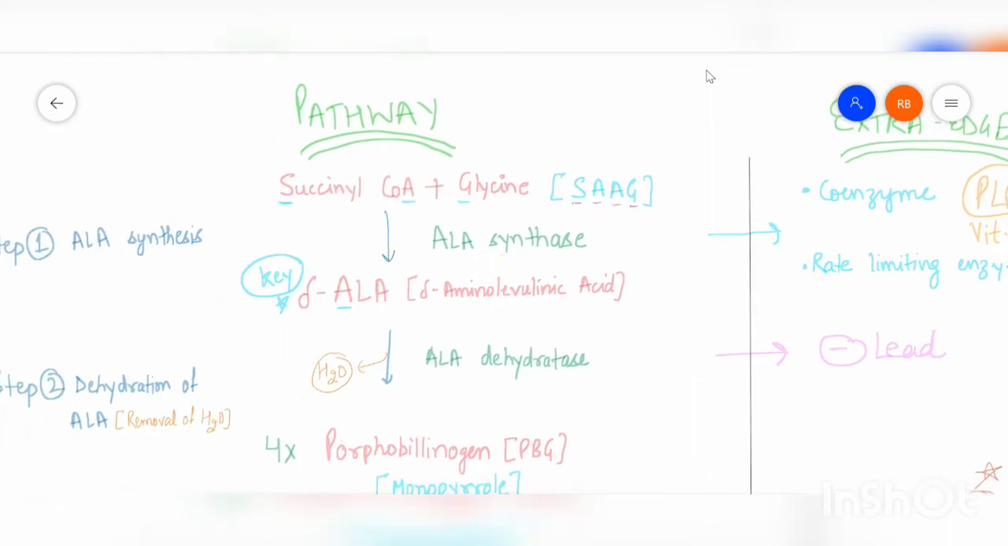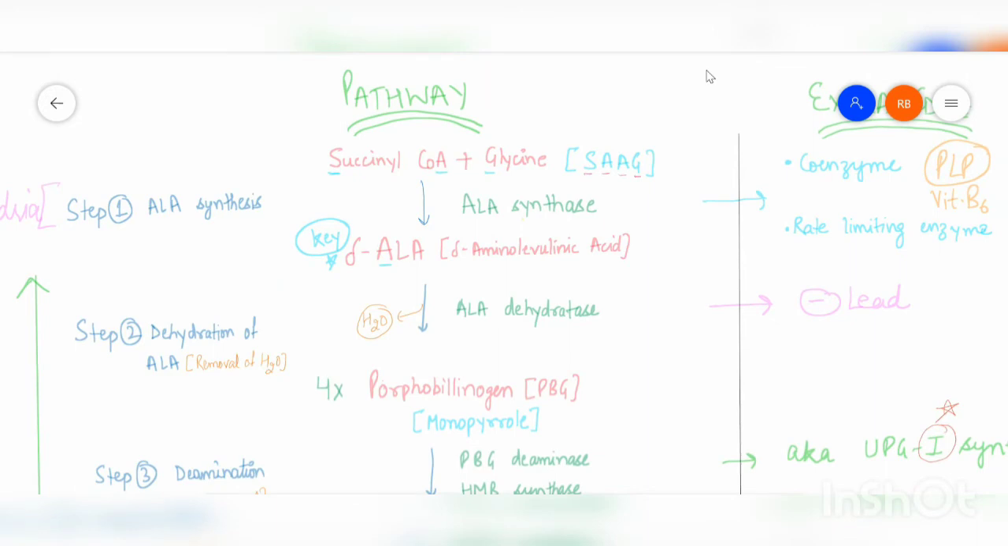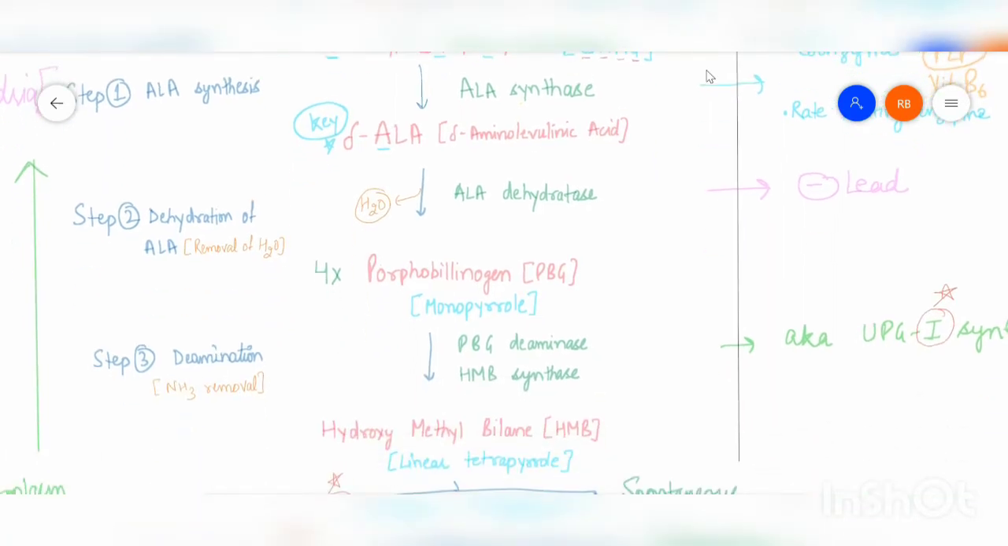Okay guys, coming on to the next step, ALA dehydratase will act upon ALA and there will be removal of water and formation of the monopyrrole, that is porphobilinogen. The point here to remember is that ALA dehydratase is inhibited by lead. So in lead poisoning, ALA dehydratase will be affected and there will be no heme synthesis or less production of heme.